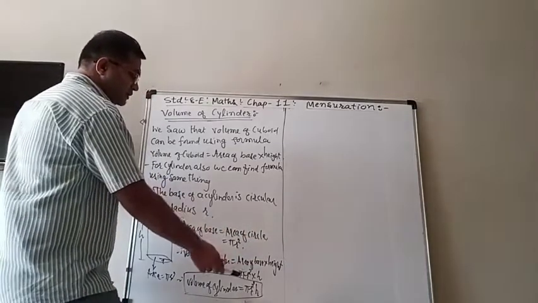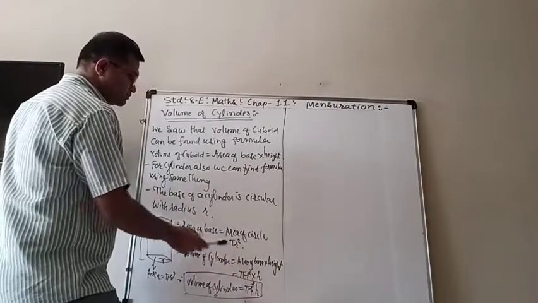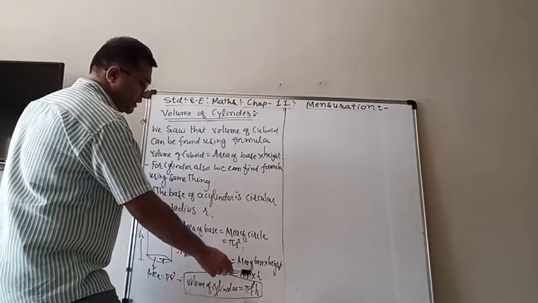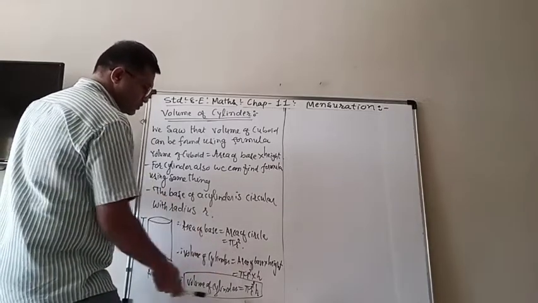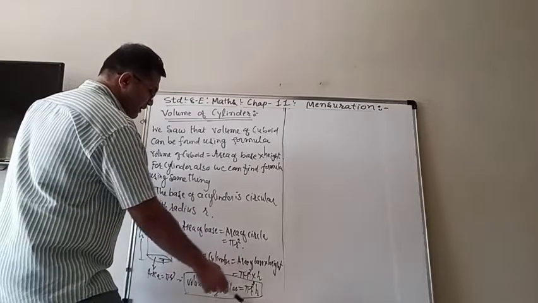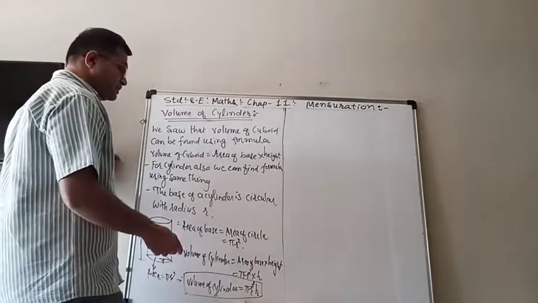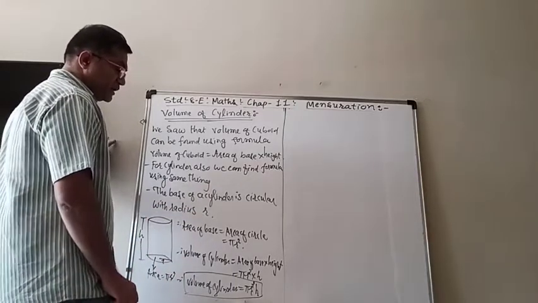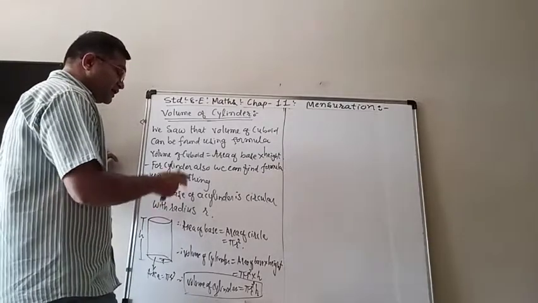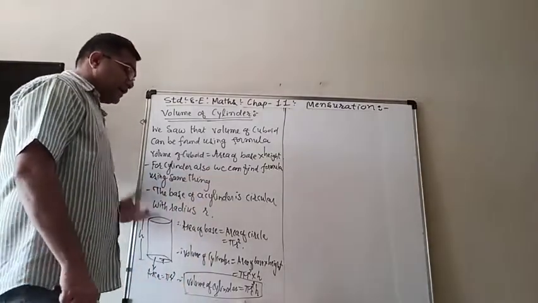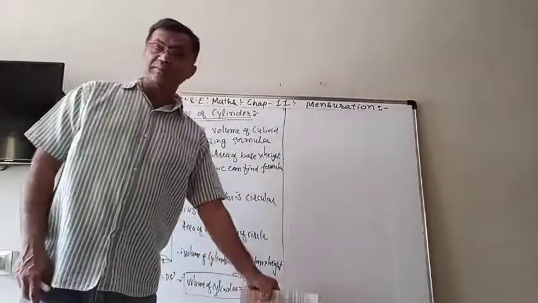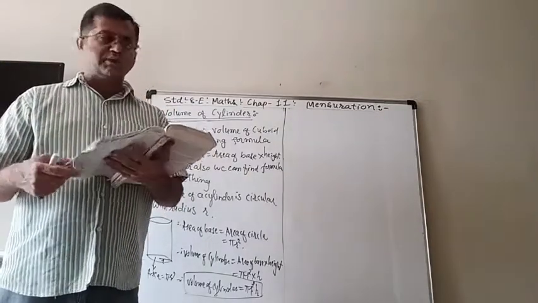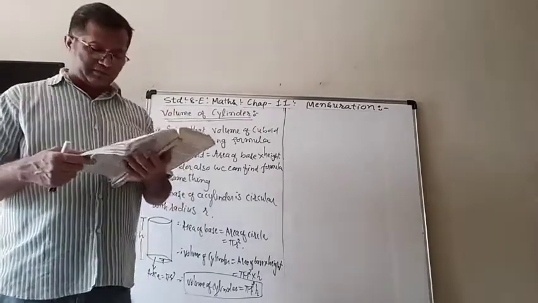So area of circle base is pi r square and height is h. So we write down volume of cylinder is pi r square multiplied by h. So we get the final formula. When the radius and height are given, we can use the formula volume of cylinder is equal to pi r square h. And sometimes if the area of the base is given, then we can directly use the formula area of base multiplied by height.